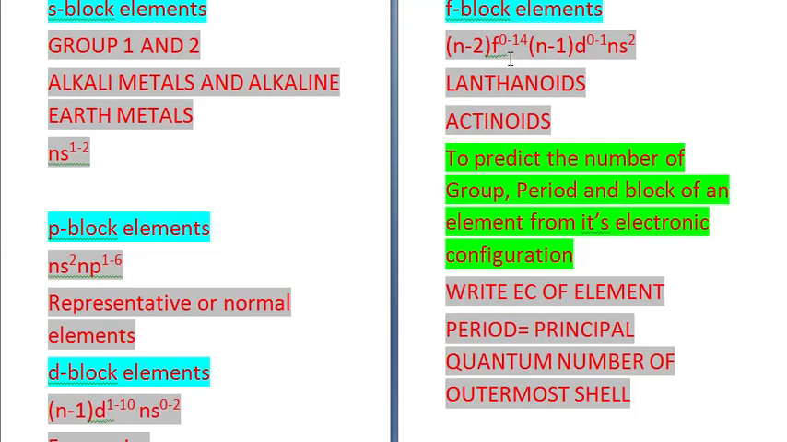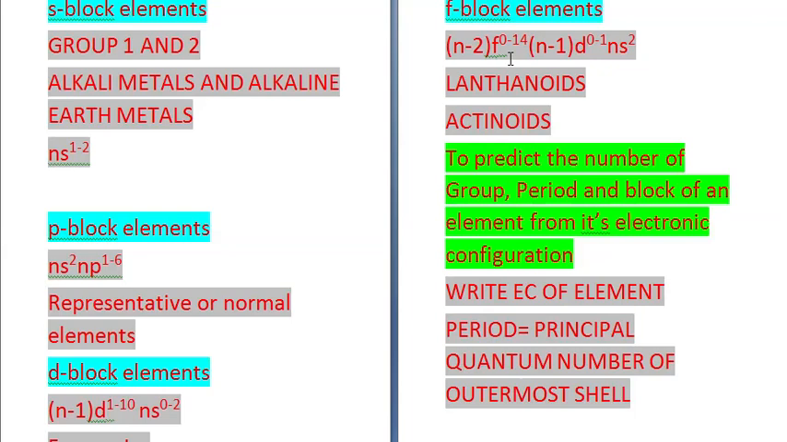General characteristics of f block elements are: all f block elements are metals, they have high melting and boiling points, they show variable oxidation states, they form colored compounds. All elements of the actinide series are radioactive, they form complex ions and also coordination compounds.